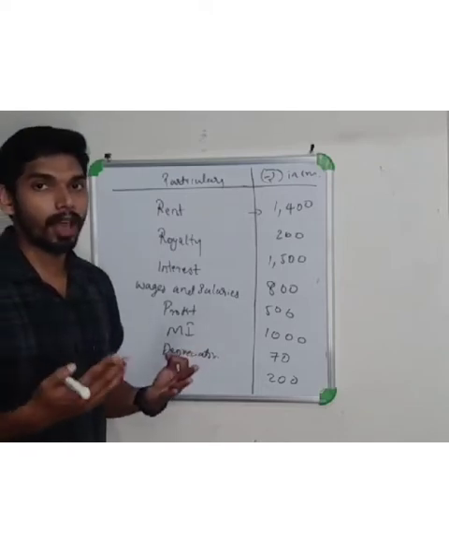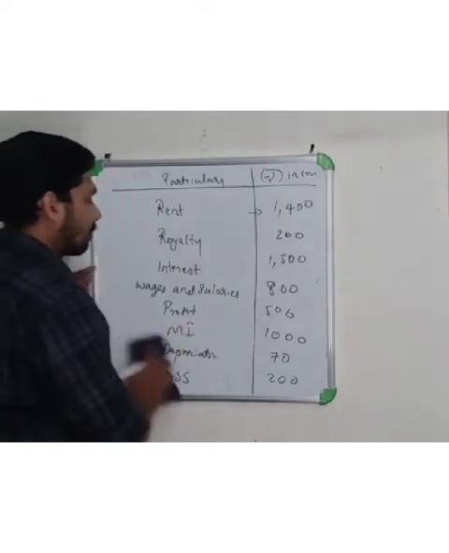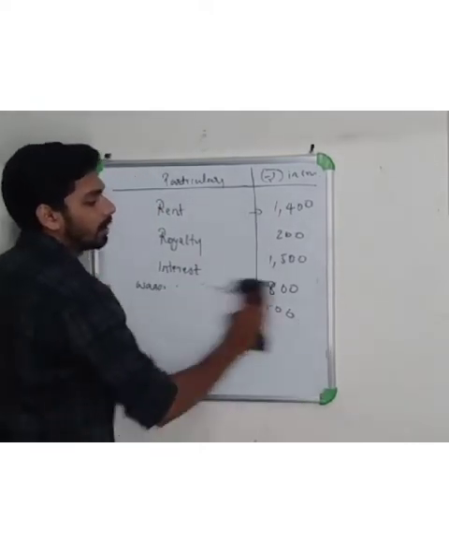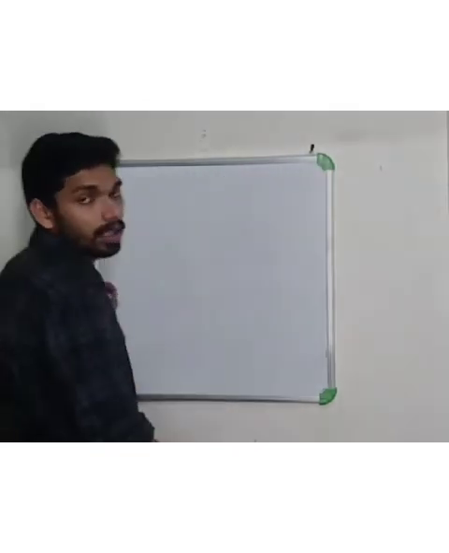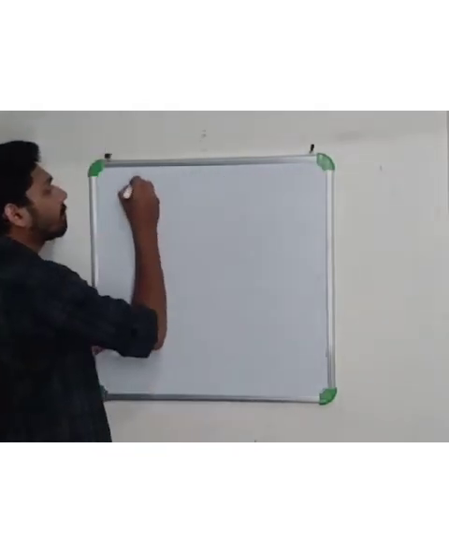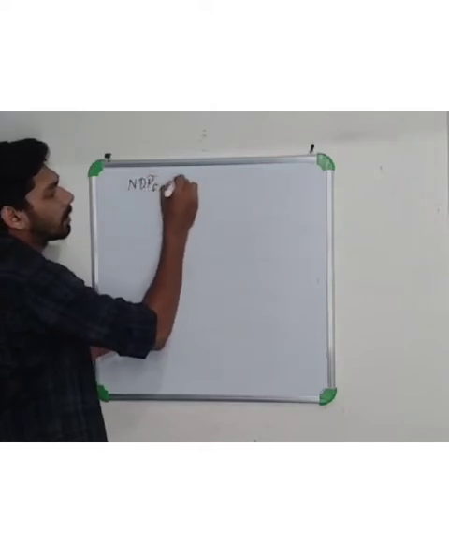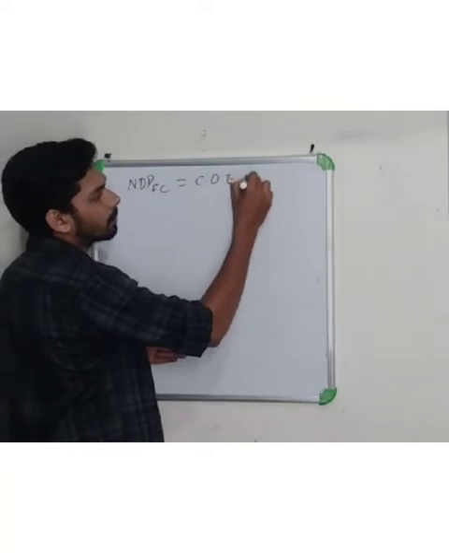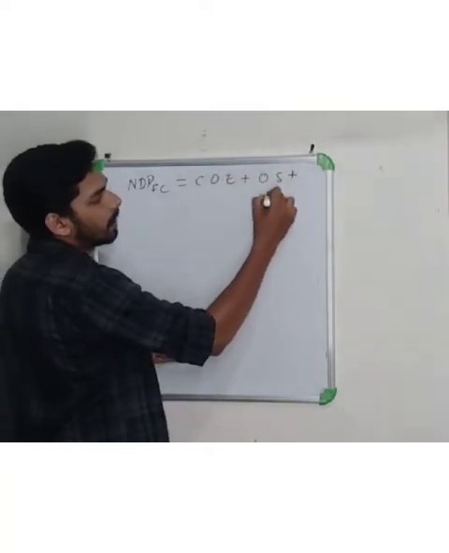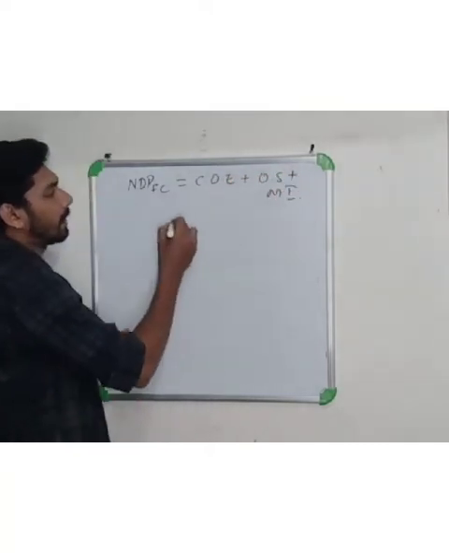So that is the formula. Okay. So now we are going to calculate the income method by using the formula. The formula is NDP at factor cost equals compensation of the employees plus operating surplus plus mixed income.